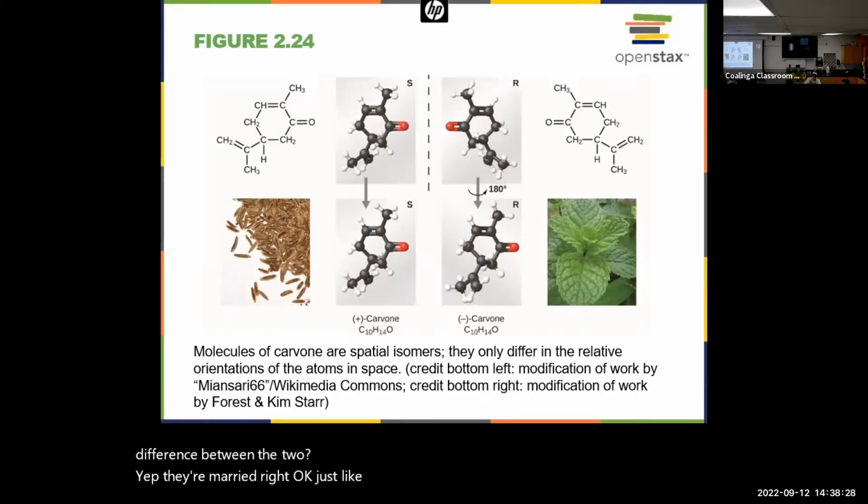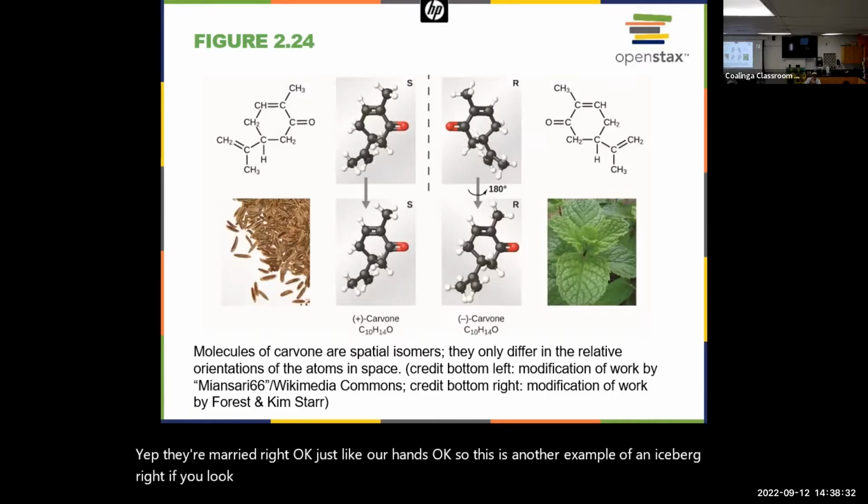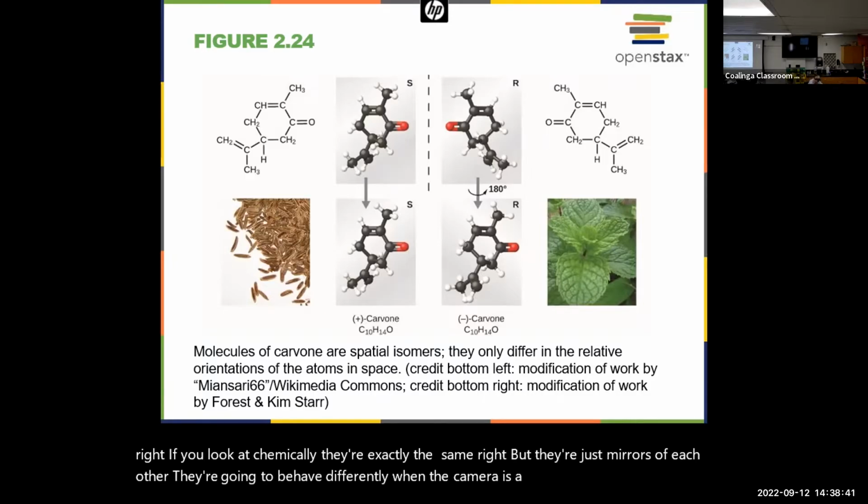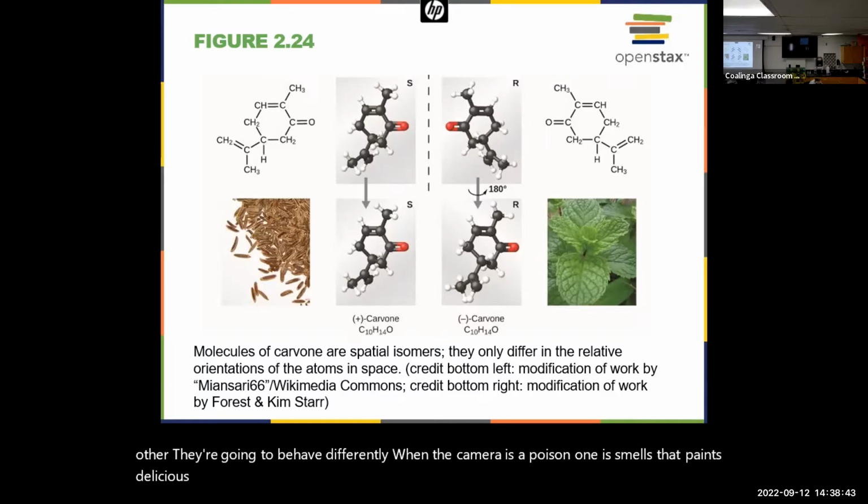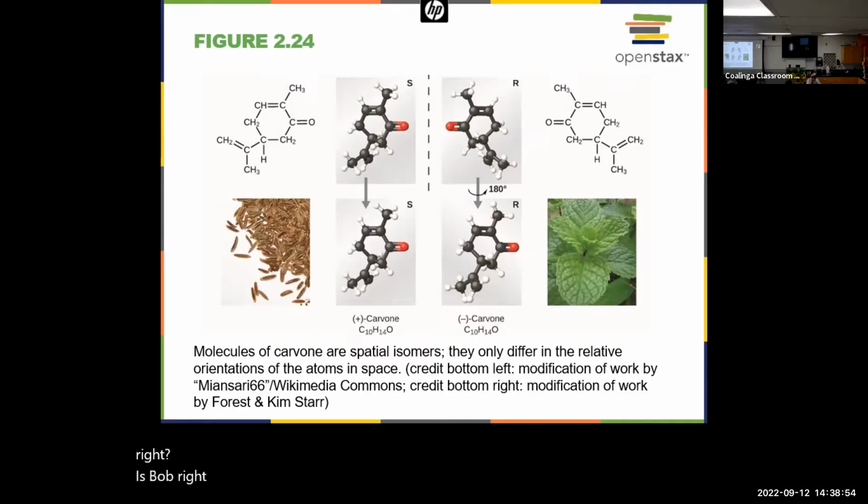Okay, so this is another example of an isomer, right? If you look at it chemically, they're exactly the same, right? But they're just mirrors of each other. They're going to behave differently. One again is a poison. One smells and tastes delicious, right? Mojitos would not exist without the mint. You need the mint for the mojito, right? It is bomb, yes, right? Okay, so this is another example of the isomer.